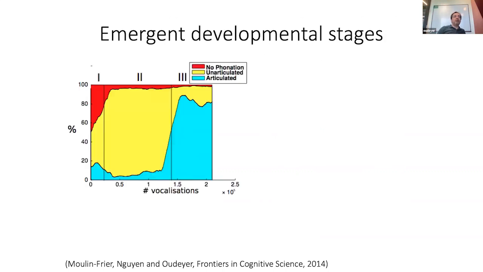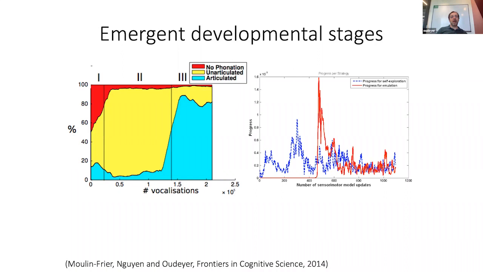And what we could observe is that through this process, we see emergent developmental stages, for example, a transition from no phonation to exploring unarticulated sounds, to exploring articulated sounds like canonical babbling, ba, ba, ba, ma, ma, ma. That's completely self-organized out of the system I described. And this is something we observe in children. It doesn't need to be pre-programmed.